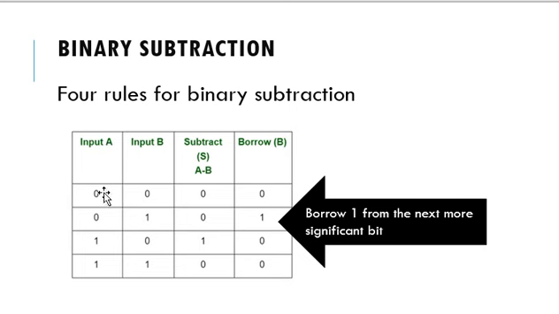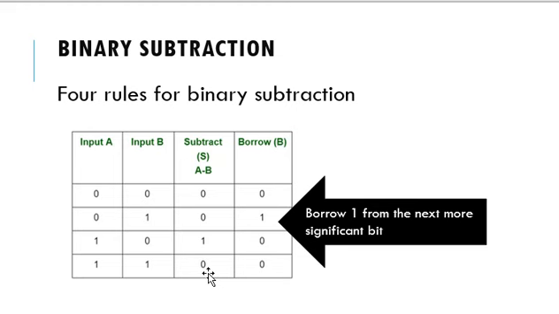So 0 minus 0 is equal to 0. 0 minus 1 is equal to 0, but then you will borrow 1 from the next more significant bit. You will see this later in the example. Then 1 minus 0 is 1. 1 minus 1 is 0.